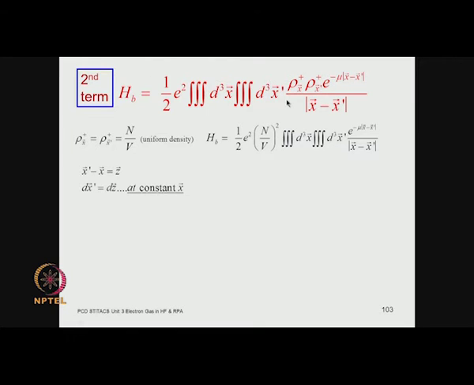Now, to handle this integral, I will introduce a new variable z, which is the difference x prime minus x, so that at a given value of x, dx prime will be the same as dz. Okay? This transformation makes it very easy for us to evaluate this integral. So now the integral is written not in terms of x and x prime, but the integration is over x and z, where z is defined like this.